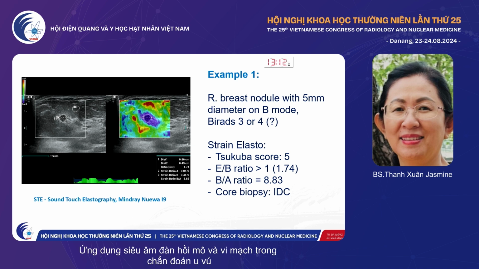I would like to show you a right breast nodule with 5 mm diameter on B mode. We ask, is it BI-RADS 3 or 4? We use strain elastography: the Tsukuba score is 5, the EB ratio is more than 1, and the BA ratio is about 8.8. After core biopsy, it is IDC, invasive ductal carcinoma.